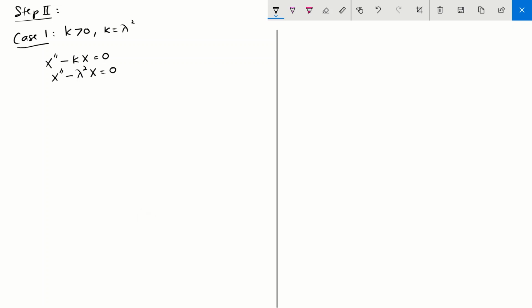The solution of this homogeneous second order ODE is similar to what you have learned in chapter 2, so we write down the characteristic equation. This is m squared equals lambda squared, then m equals plus minus lambda. So the roots are real and distinct. Therefore the solution of x is a e^(lambda x) plus b e^(minus lambda x).